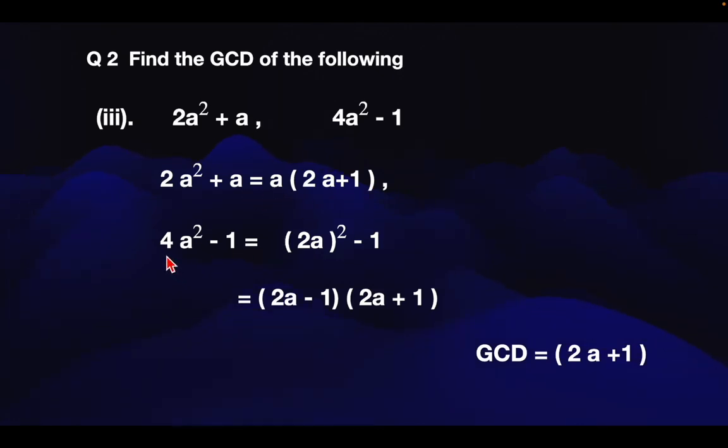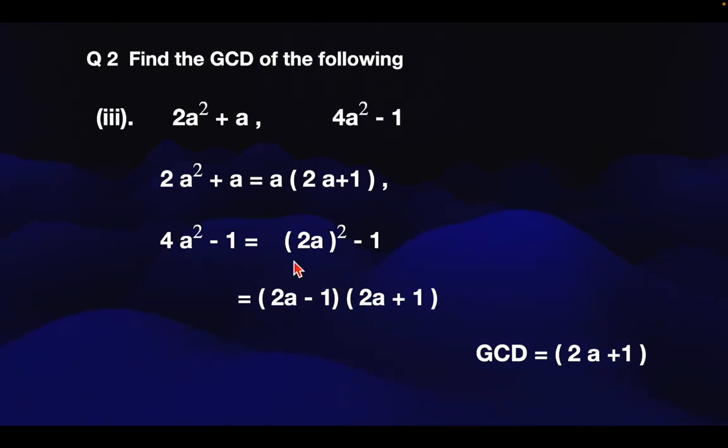Okay. Here we can factorize this by identities. You know that identity, x minus y into x plus y is equal to x square minus y square. That identity we are going to put. This is a perfect square. Write it in bracket like this. Minus 1. So if you factorize, you get 2a minus 1 into 2a plus 1.